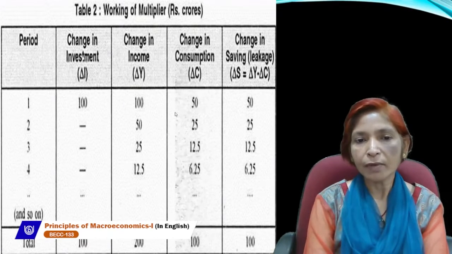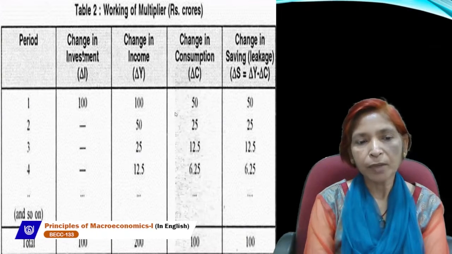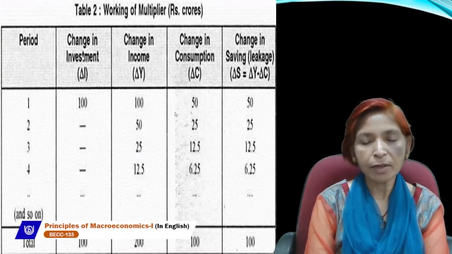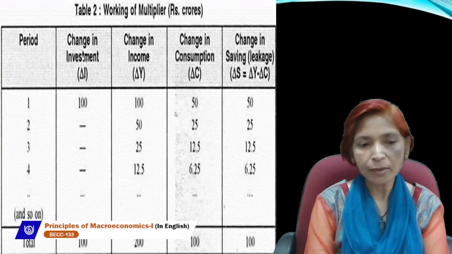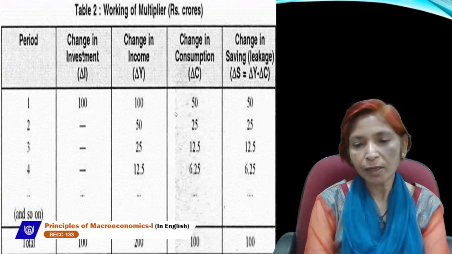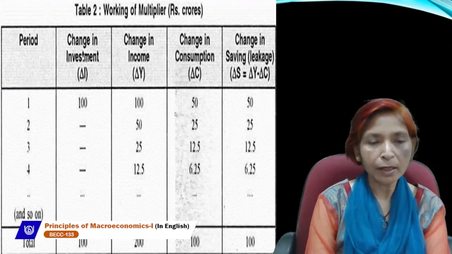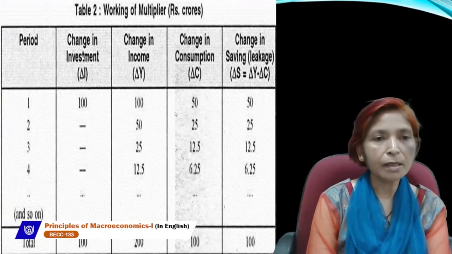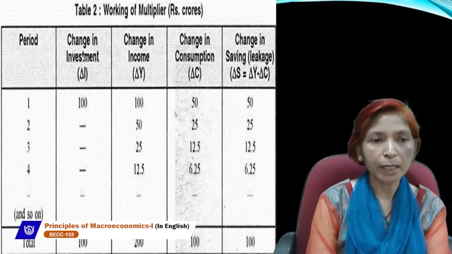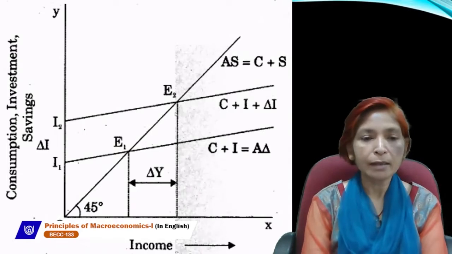Same as change in saving, we can calculate delta Y minus delta C. 100 minus 50, 50. 50 minus 25, 25. 25 minus 12.5, 12.5. 12.5 minus 6.25, 6.25. So in this way, change in income will be 200 crore rupees, change in consumption will be 100, change in saving will be 100. This is the working process of multiplier. This is the diagram of multiplier.